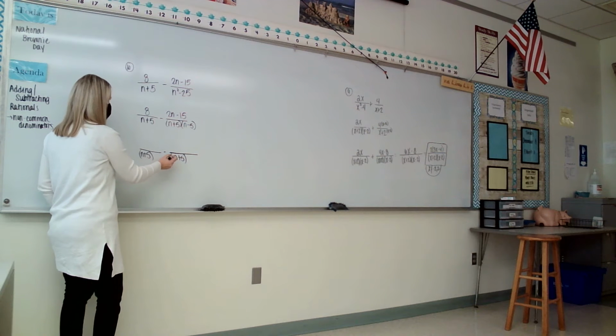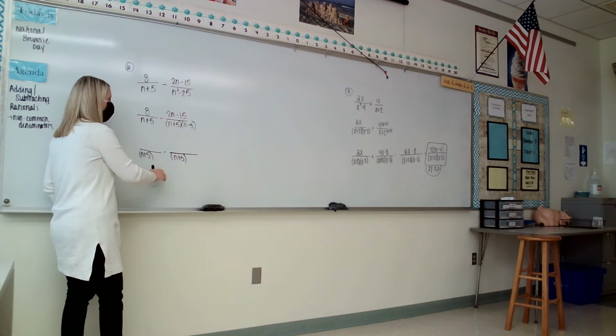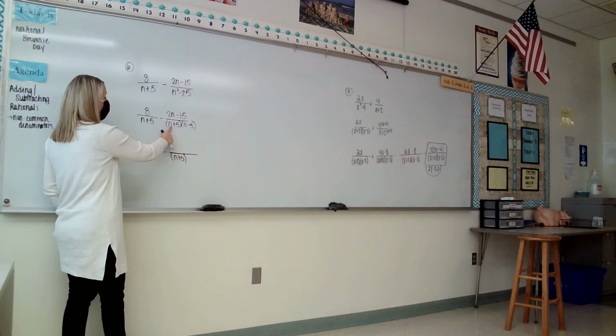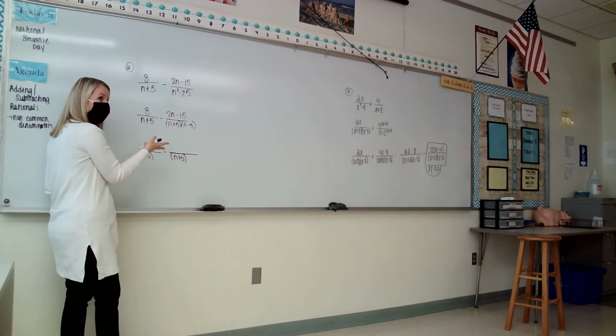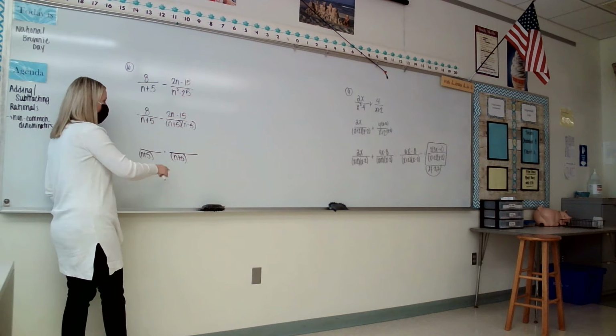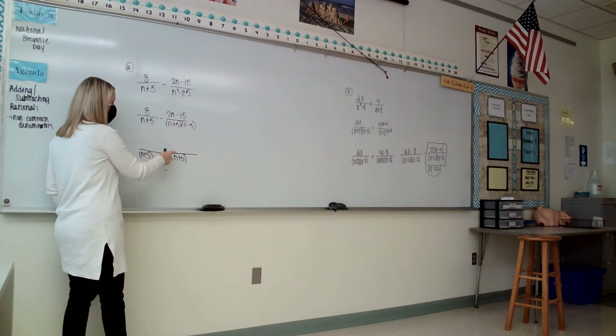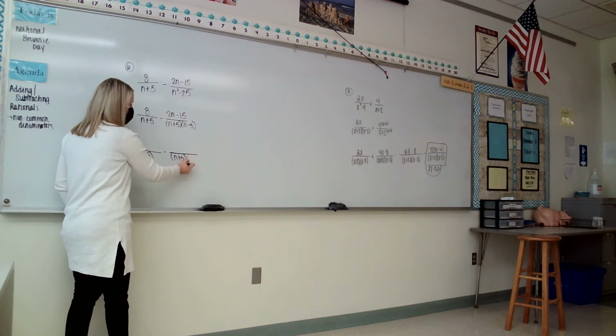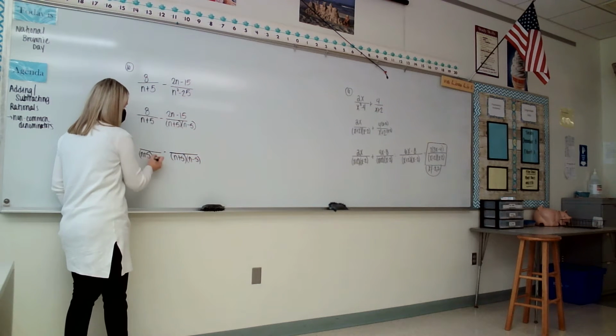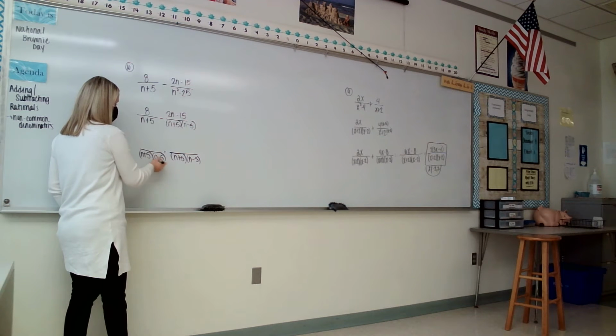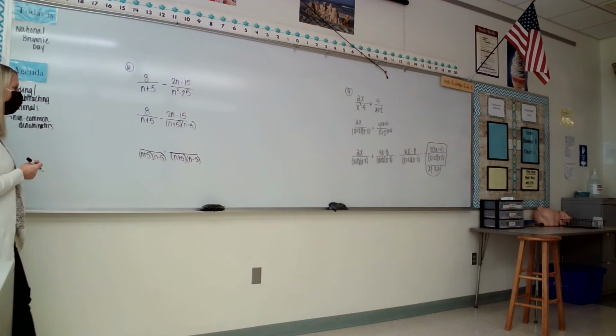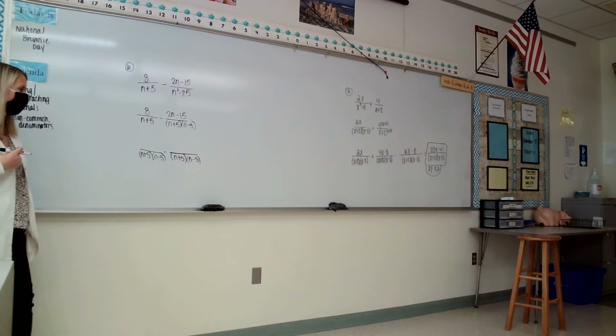Why did I write n? Oh no, that is n. I thought it was the n's. That's already represented, so I don't need to write it twice. If you had 2 of them, you'd have to write it twice, but just 1 in each, it's already represented. But we do need that n minus 5 there as well. So that's my common denominator, n plus 5, n minus 5.